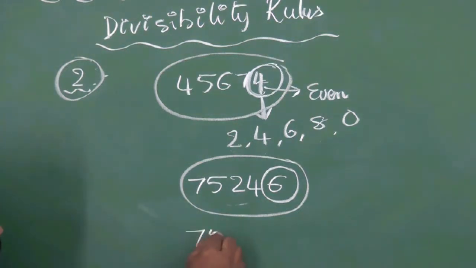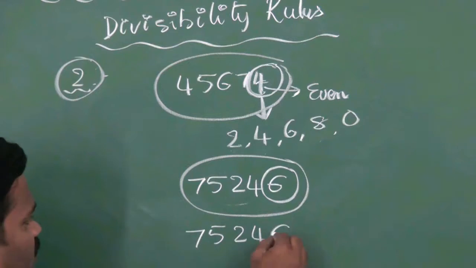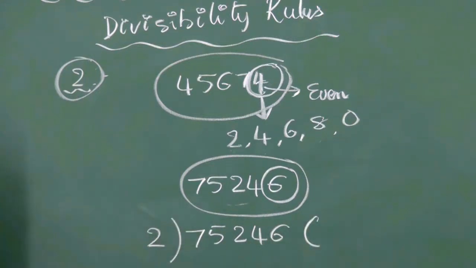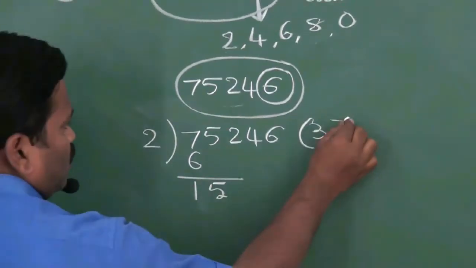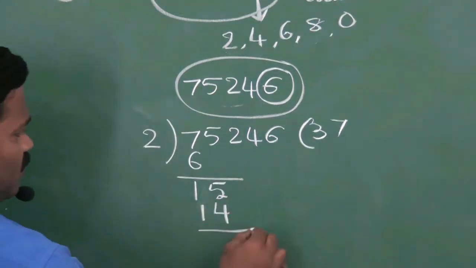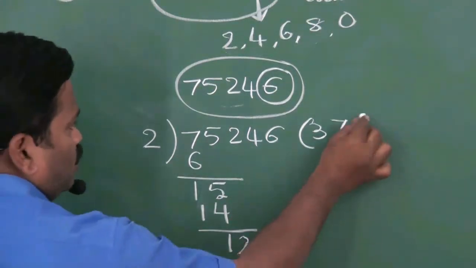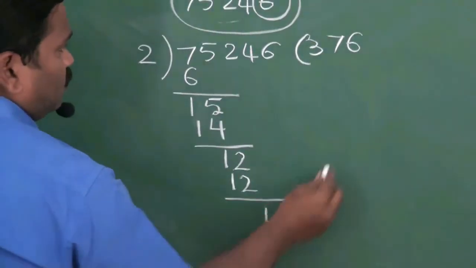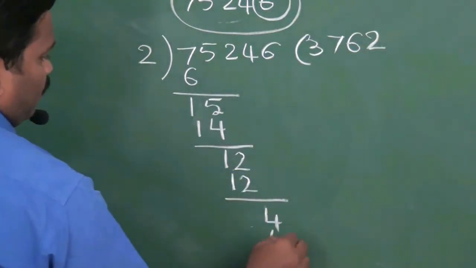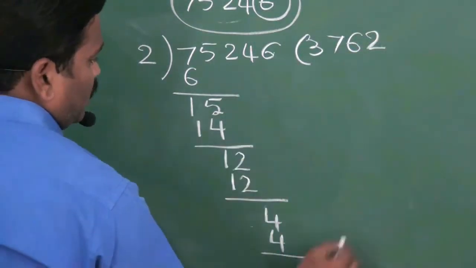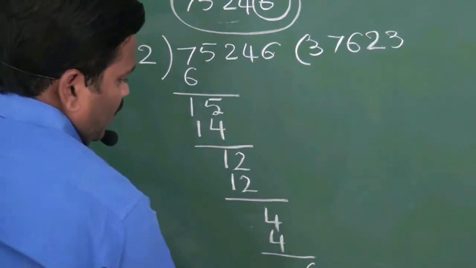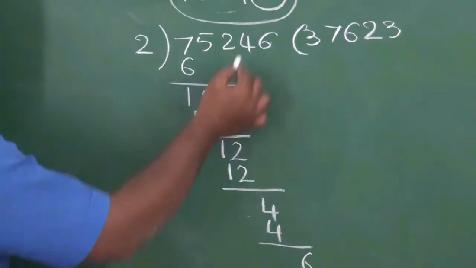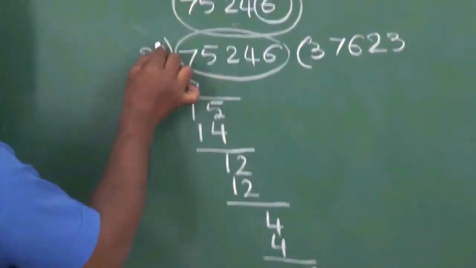Let us check it out. 7, 5, 2, 4, 6. By using division, 2 3s are 6. Remainder is 1. You can take 5. 2 7s are 14. 2 6s are 12. And you can take 4. 2 2s are 4. You can take 6. 2 3s are 6. And the remainder is 0. Therefore, this number is exactly divisible by 2.